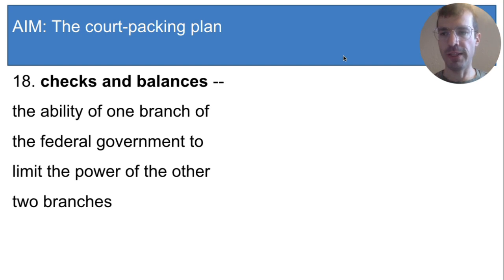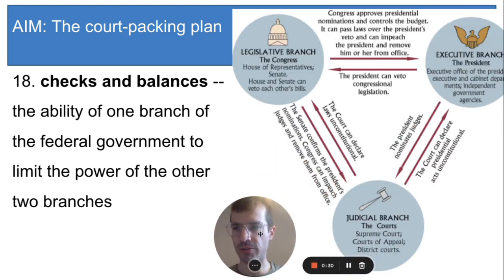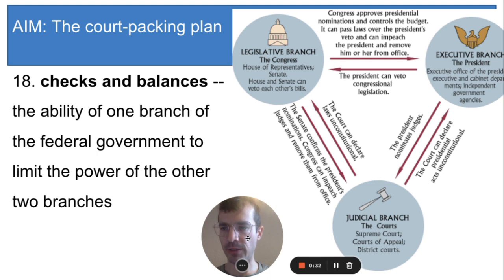Let's start by reviewing the idea of checks and balances. There are three branches in the federal government: the executive, which is the president, the legislative, which includes Congress, and the judicial, which includes federal courts, including the Supreme Court. Checks and balances refers to the ability of one of these branches to limit the power of the other two. And the goal of checks and balances is to prevent any one branch of government from having too much power.